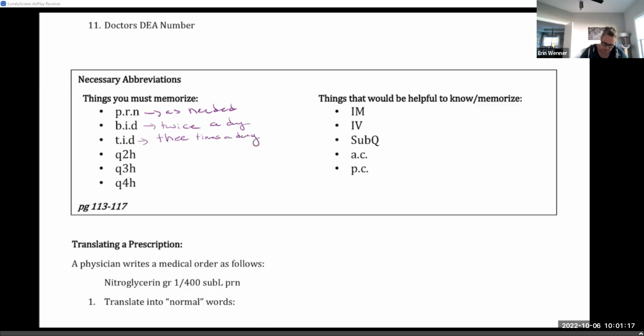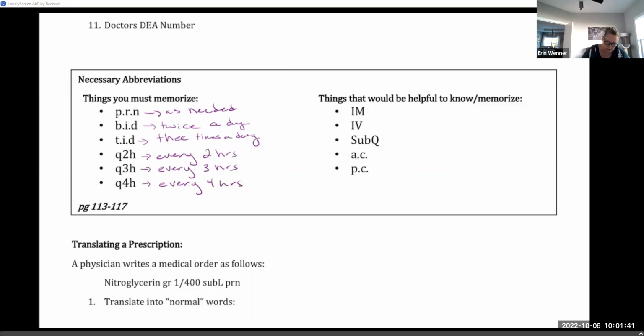Q2H means every 2 hours. Q3H means every 3 hours. And Q4H means every 4 hours. And obviously, if you had a Q6H, that would mean every 6 hours. Some other abbreviations that would be helpful to know.